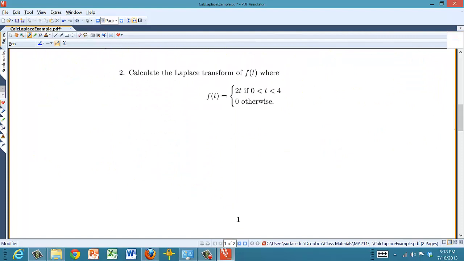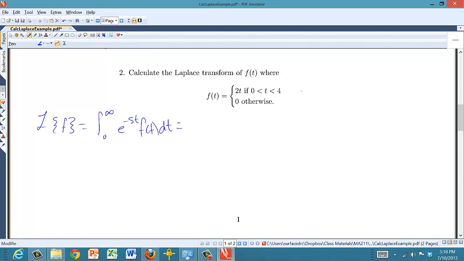Alright, let's try another one. So this time, the function I want to transform is piecewise defined. So I'm going to have to break my region of integration into two parts. So by definition, the Laplace transform of f is the integral from 0 to infinity of e to the negative st times f of t dt.